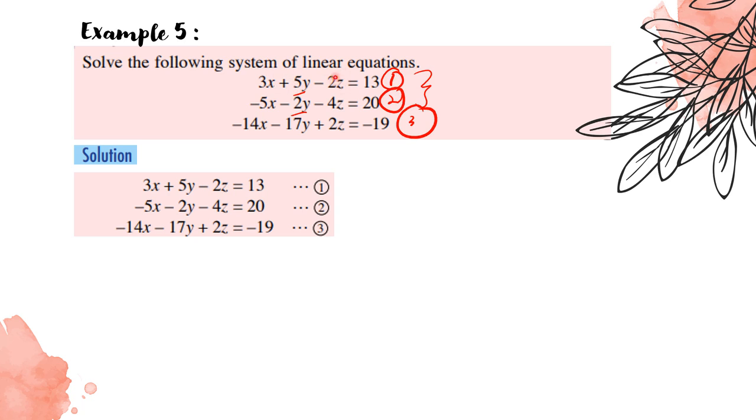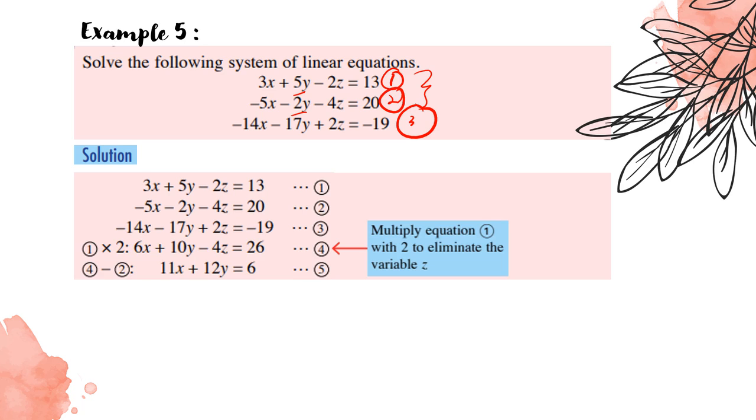So what I can do is make the coefficient for z the same, 2 becoming 4. So I need to multiply equation number 1 by 2. So I will get 6x plus 10y minus 4z is equal to 26. This is actually equation number 1. And for equation number 2 from just now, we have negative 5x minus 2y minus 4z is equal to 20.